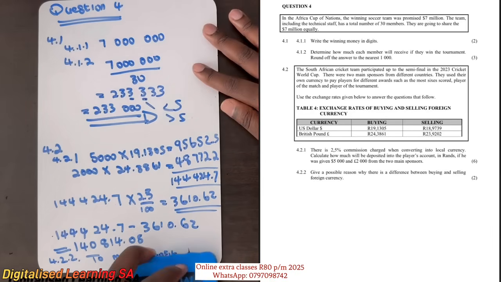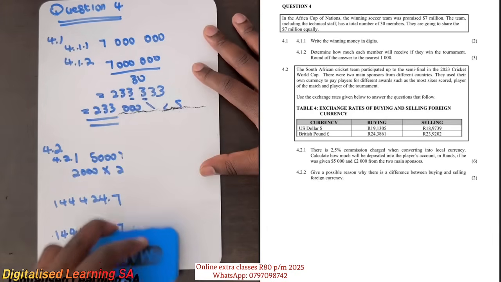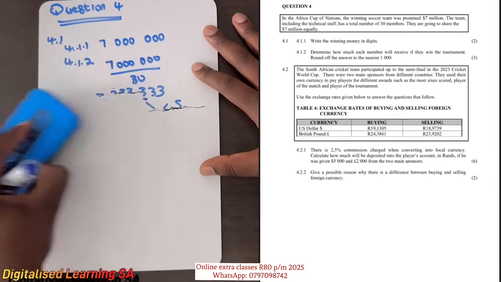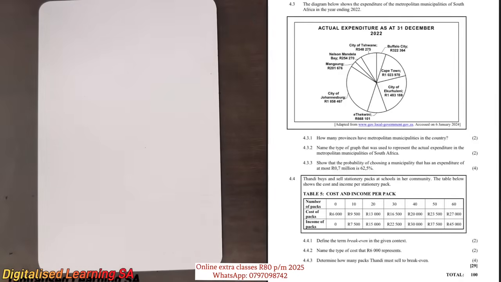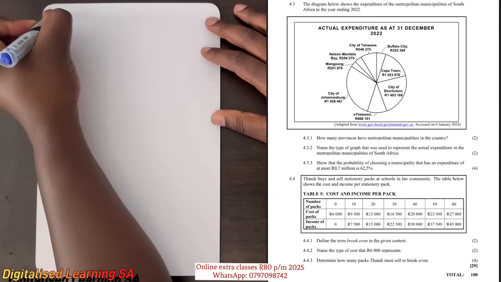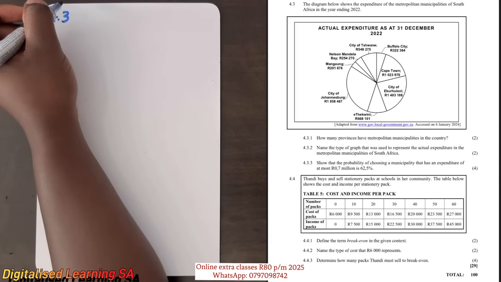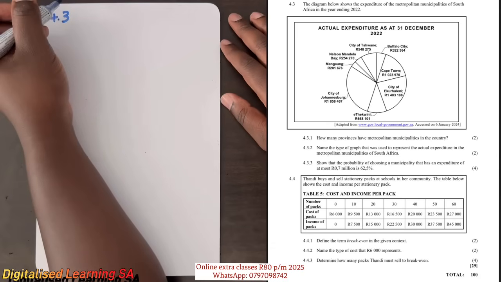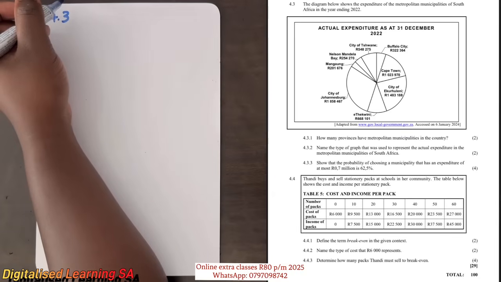Okay, so now we are done with question 4.2, and we will be moving to question 4.3. Question 4.3 says that the diagram below shows the expenditure of the metropolitan municipalities of South Africa in the year ending 2022.